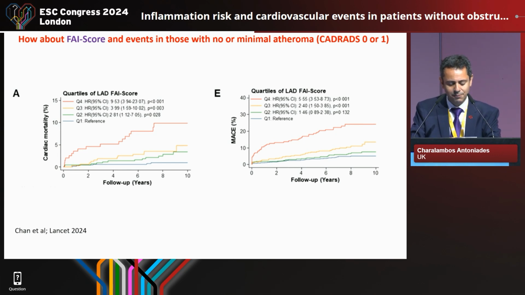You see that there is no lack of power if you collect the outcomes data centrally in a healthcare system, like the data collection we perform in the ORFAN study in the UK NHS, where every event is recorded through national registries. You see that if you have high inflammation, even if you have a zero calcium score, you have a hazard ratio of 9.5 to have a fatal cardiac event, and 5.5 to have a MACE.